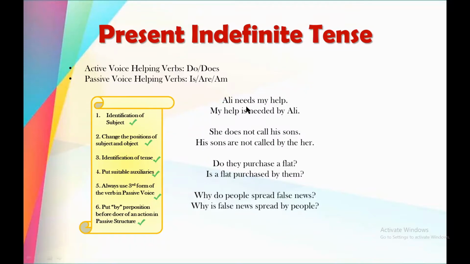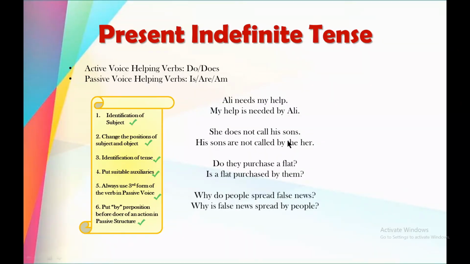Now "Ali needs my help" is. Always use the third form of the verb. "My help is need." So the third form is needed: "is needed." My help is needed by Ali. So this is it. "She does not call his sons." "His sons are not called by her."